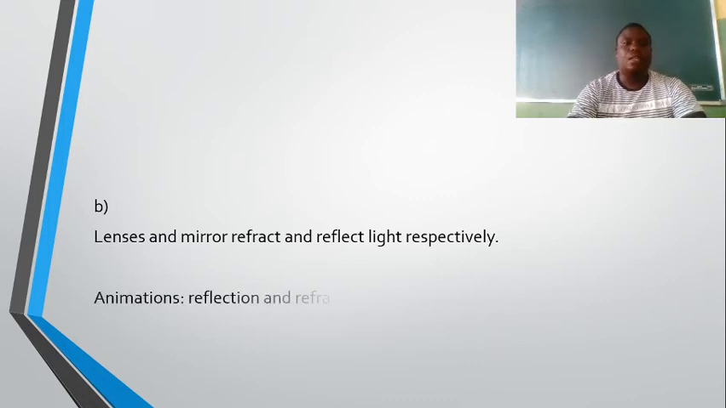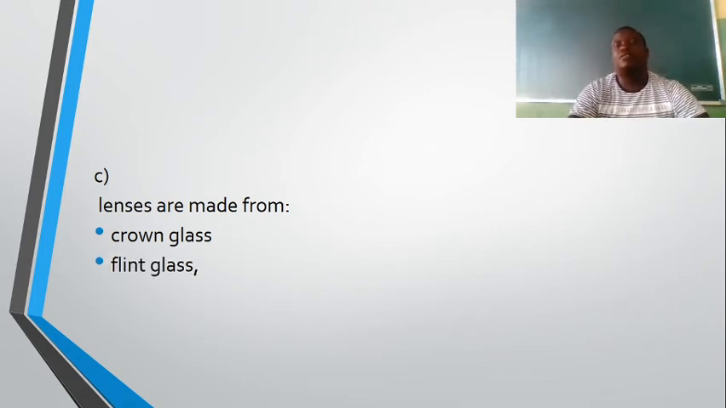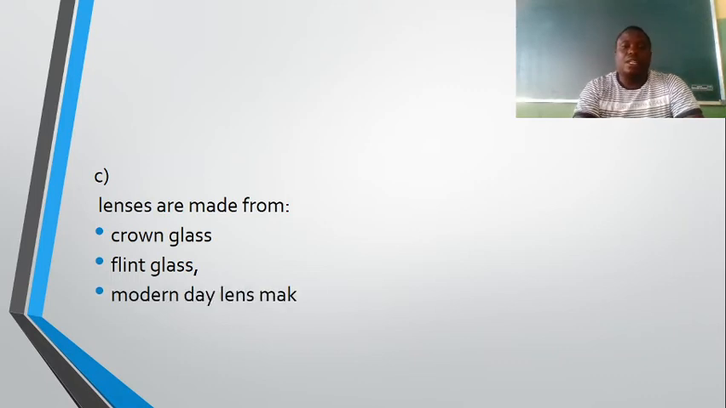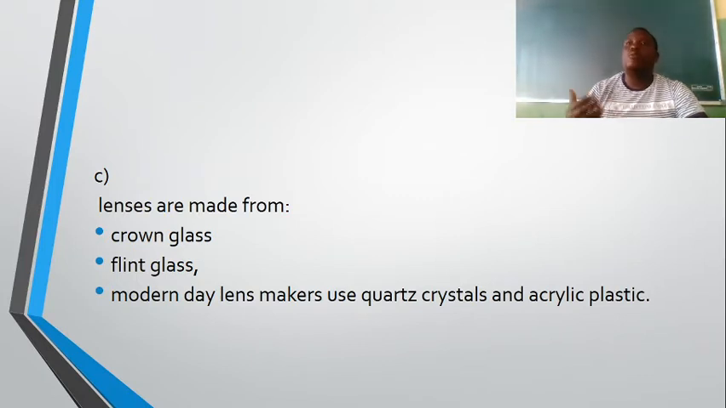So now I'm going to start. We are still in the activity. I'm going to answer question C so that you compare with yours. Where are lenses made from? You have seen that lenses are made from crown glasses, flint glasses, and modern lens makers use what we call quartz particles.